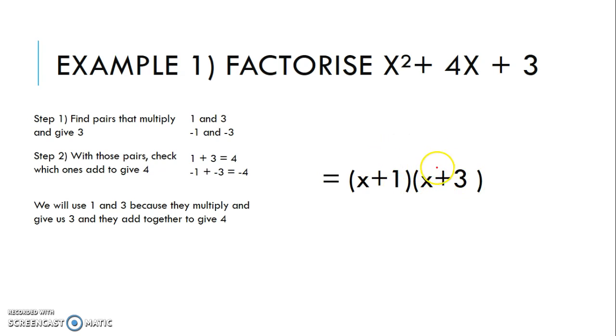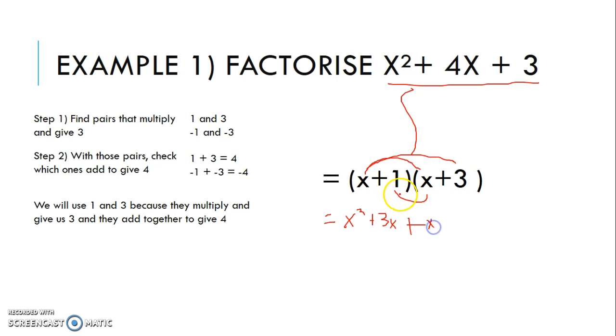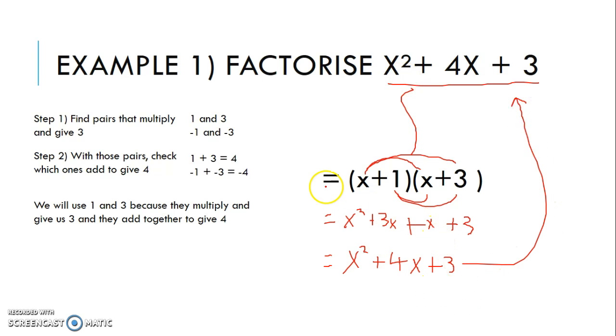If we expand these two brackets, we should end up back here. For example, if I expand it, I'll get x times x, which gives me x squared. Then I have x times 3, which gives me 3x. Then I have the 1 times x, which gives me x. And I have 1 times 3, which gives me 3. Pushing it through, the x squared will remain, and plus 3x plus x will give me the 4x, and I'll bring the 3 down. You can see that I have expanded this and I've gotten back to the original. That is example 1.